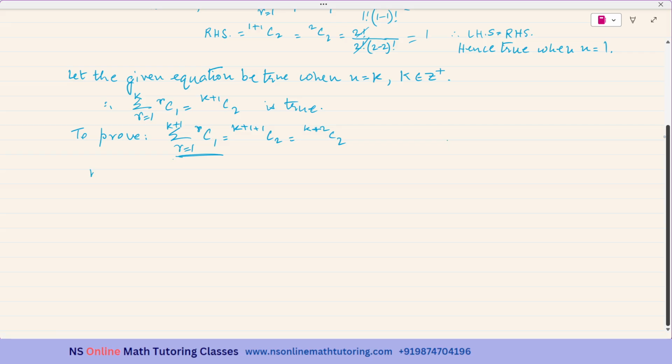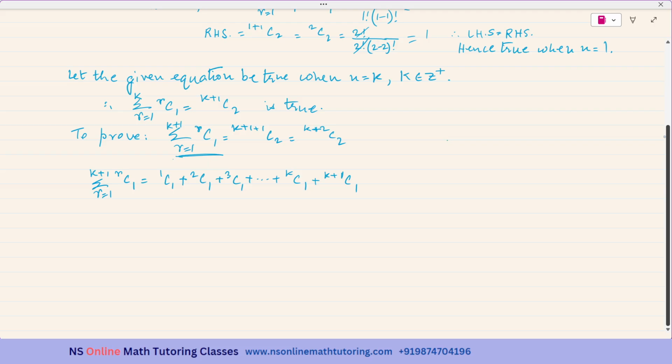So, it is the sigma notation, r equal to 1 to k plus 1, rC1. This is equal to 1C1 when r equal to 1, then r is equal to 2, it is 2C1 plus 3C1 and so on up to when r equal to k, it is kC1. Okay, plus k plus 1 C1.